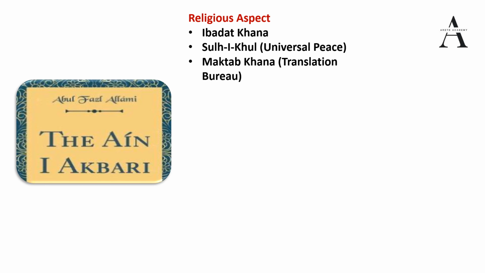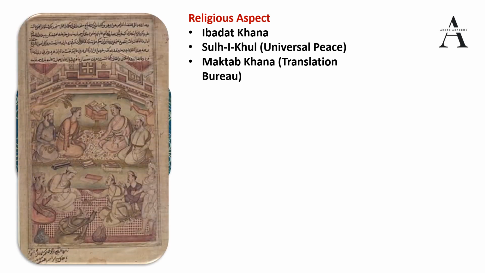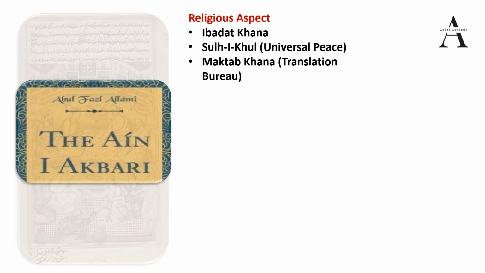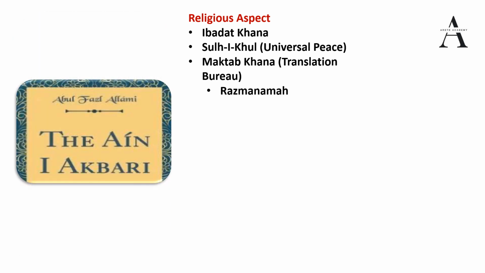The translation of the Mahabharata, Ramayana, Lilavati, and Yoga Vasishtha were some notable Sanskrit works which were taken up for translation. This is the symbolic image of the Maktab Khana, showing how translation used to happen from Sanskrit to Persian, and the famous book was the Razmanama. Razmanama was the name of the translated version of the Mahabharata, and it is a lavish illustration of the events of the Mahabharata in pictorial form. So it is in the format of paintings.